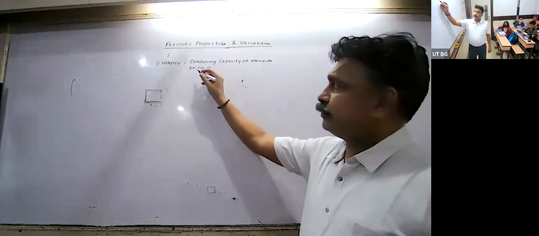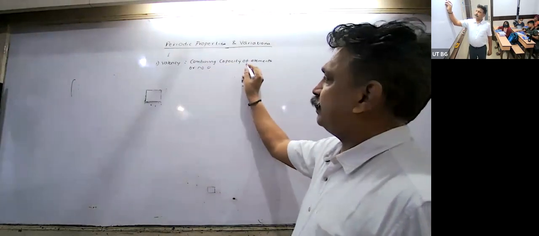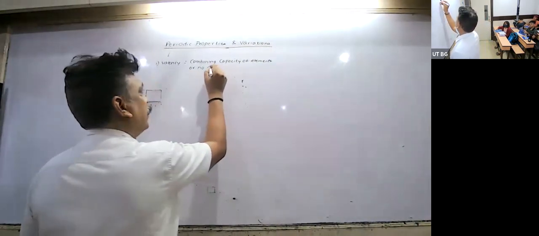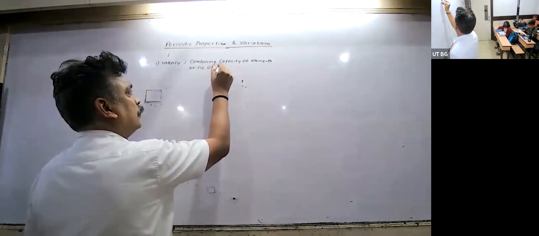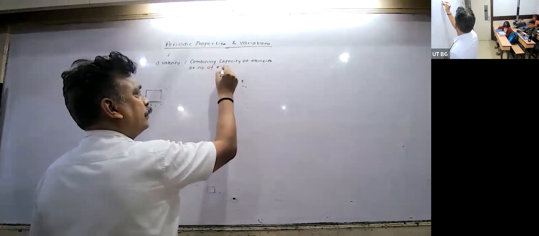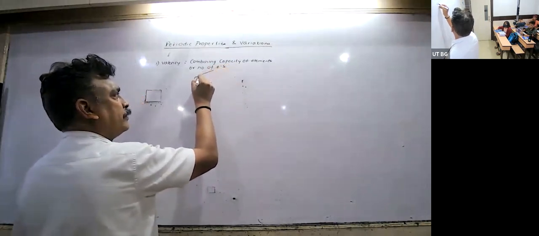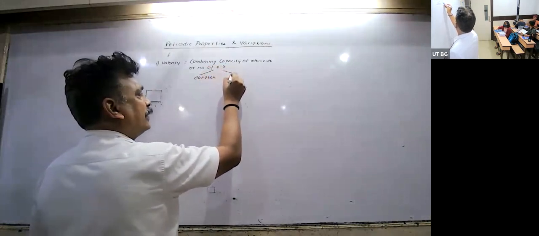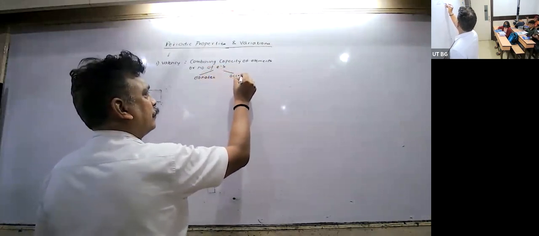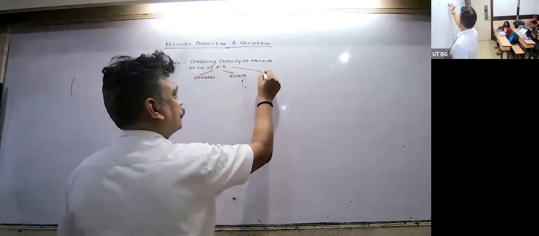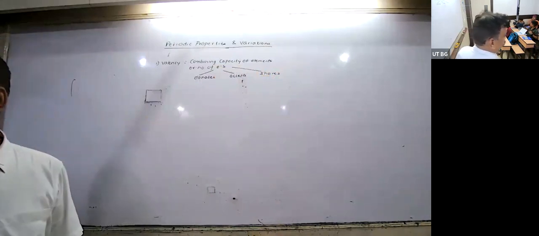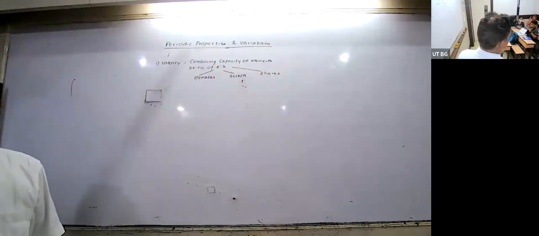So now let us understand some important periodic properties. The first is valency. What is valency? It's the combining capacity of an element, or the number of electrons which an atom donates, or let us say accepts or shares. So if an atom shares 4 electrons, valency will be 4. If an atom donates 1 electron, valency will be 1.